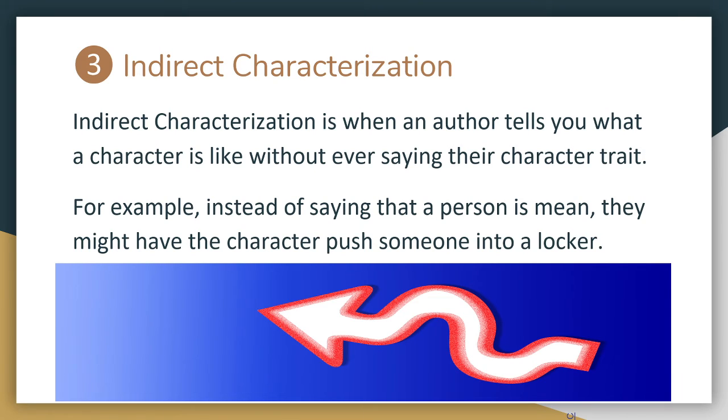In another example, instead of saying that a person is mean, we might have that character push someone into a locker. Now, instead of directly telling you that that person is mean, the author has used them pushing someone into the locker to kind of tell you that they're mean indirectly.